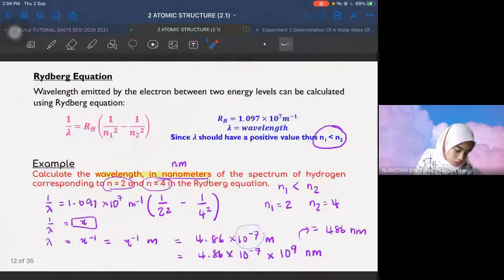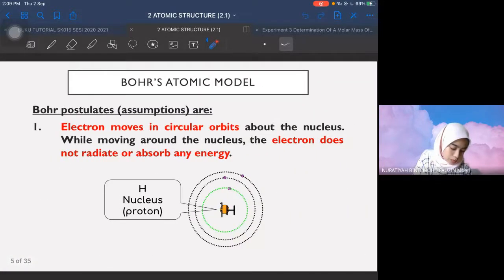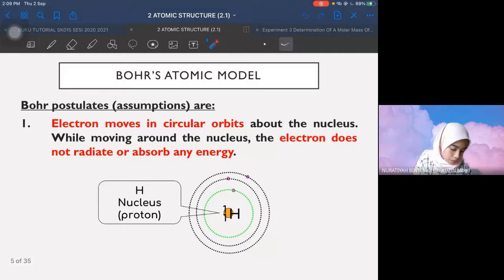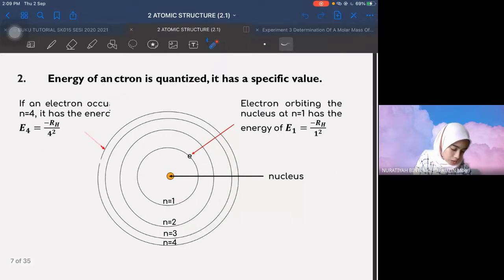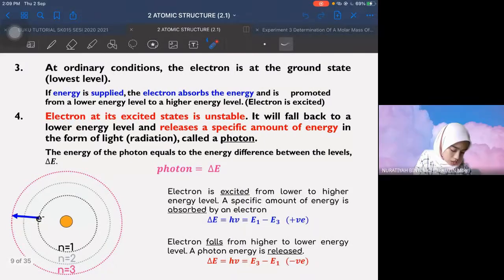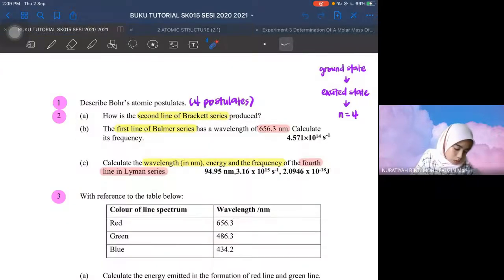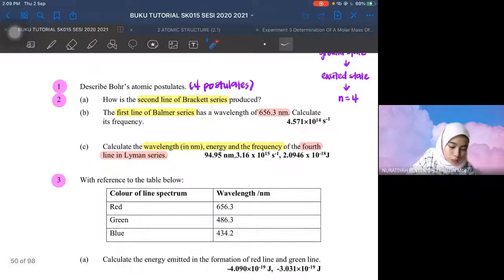So is there any of the 4 postulates that you do not understand? Is there any that is confusing? No. Okay, so it's clear. So, back to our tutorial. You just write down the 4 postulates, okay? And then number 2, how is the second line of Brackett series produced?